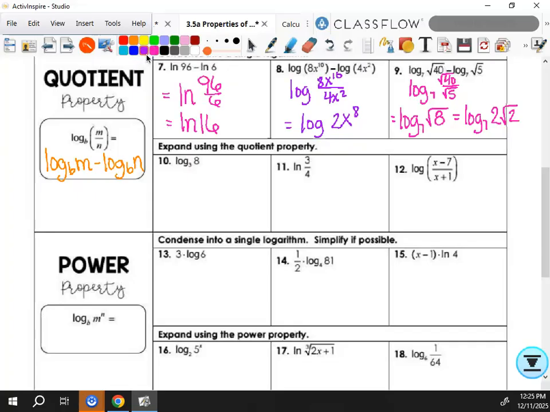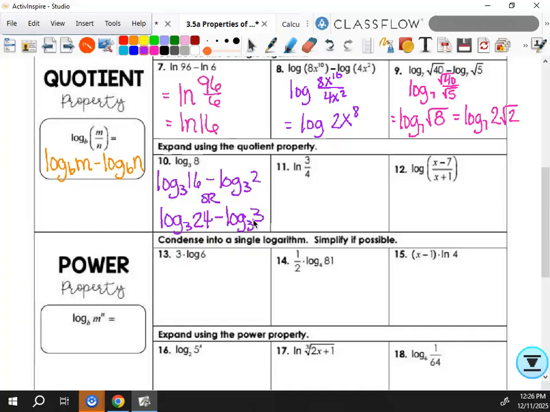So now I've got to expand using the quotient property. I need two numbers that divide to give me 8. So 16 and 2. So log base 3 of 16 minus log base 3 of 2. Or what's another two numbers? Yeah, 24 and 3. And what's log base 3 of 3? 1. So really this could be log base 3 of 24 minus 1. We'll leave it like this, but we could keep going. We don't need to. We good?